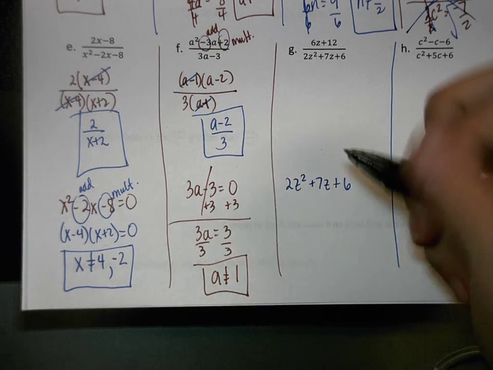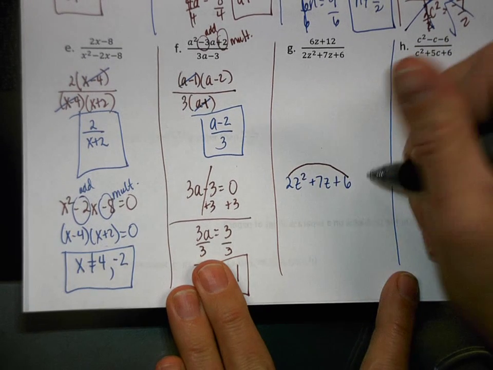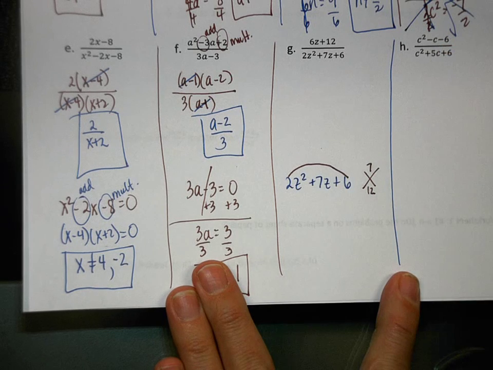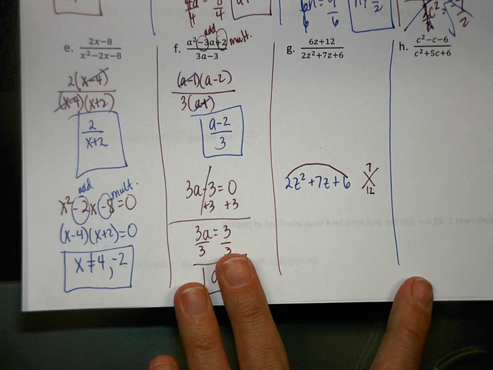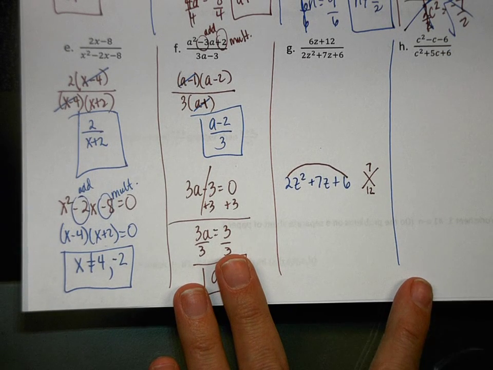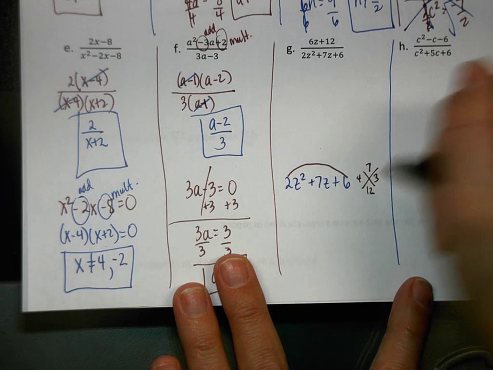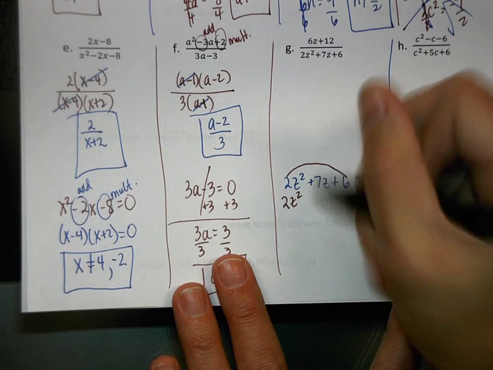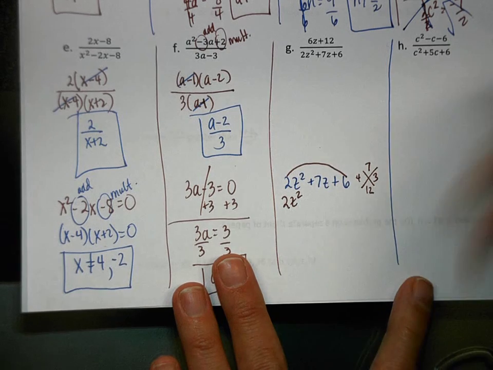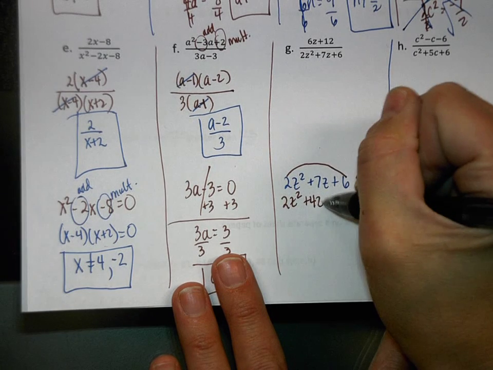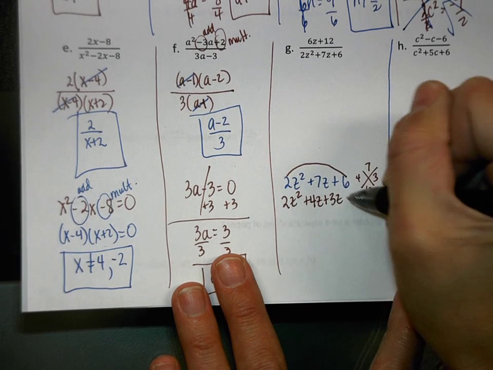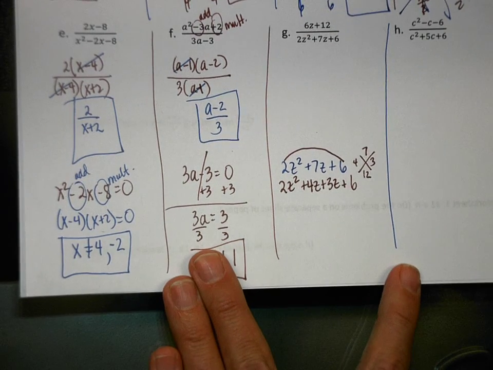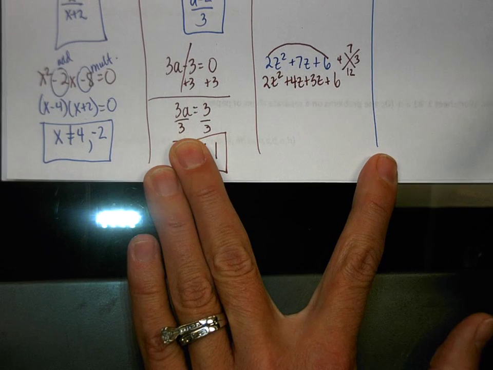Good. Start by multiplying 2 times 6, which is 12. So my multiplying number is 12, and my adding number is 7. So what numbers? Good. 4 and 3. So remember when we rewrite this, we keep the 2z squared, but we change 7z to be what? Good. 4z and 3z, and then we keep our plus 6. Okay? Do you guys remember that?